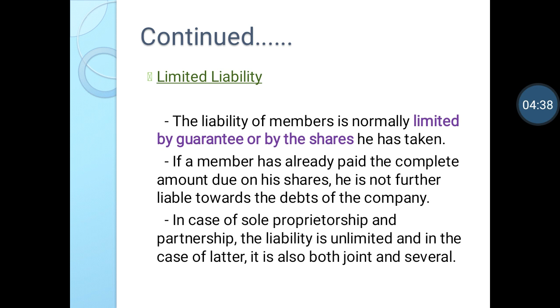While in the case of sole proprietorship and partnership, the liability is unlimited, and it is also joint and several. So in the case of a joint stock company, the liability is limited, and in the case of sole proprietorship and partnership, the liability is unlimited.